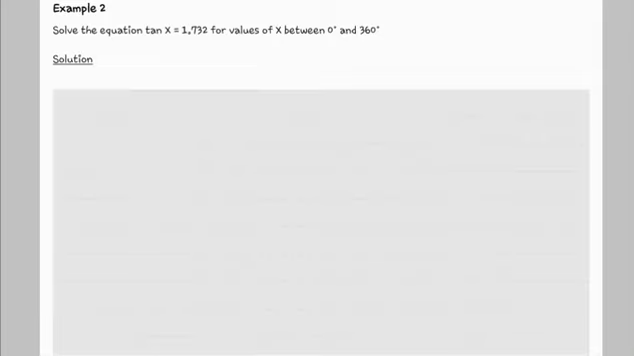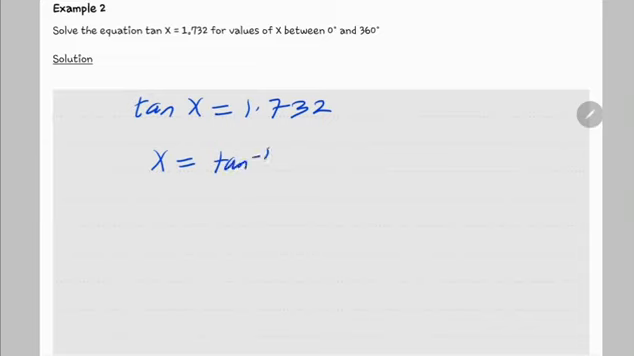Solve the equation tan x equals 1.732 for values of x between 0 degrees and 360 degrees. So you have tan x equals 1.732. So this makes x to be arctan or tan inverse of 1.732. Then x will be approximately 60 degrees.